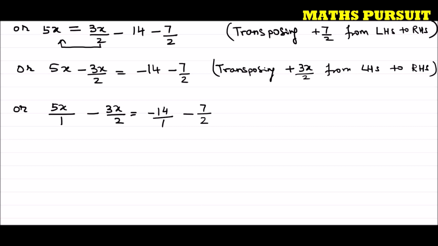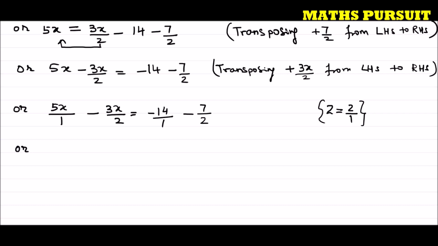Hope guys, I am very clear till here. For example, if I have just 2, I can write this as 2 divided by 1. 2 divided by 1 is 2 itself, and 5 divided by 1 is the number itself. So this is what I am doing here: instead of 5x, I am writing 5x divided by 1, and instead of 14, I am writing 14 divided by 1.